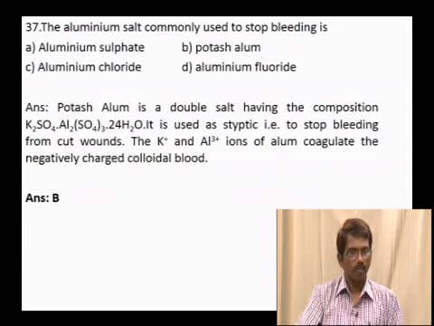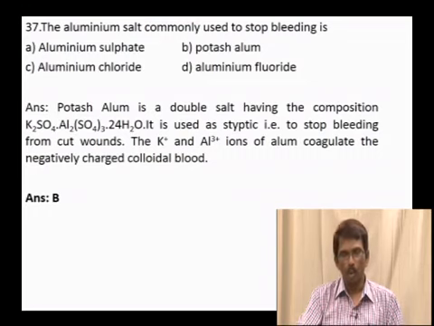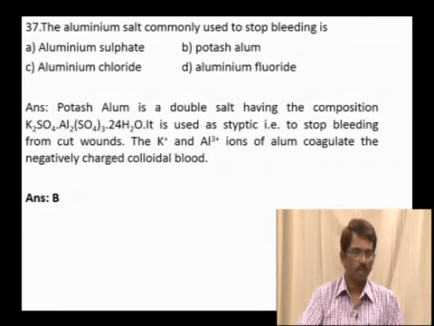So the potassium and aluminum ions present in the potash alum coagulate the negatively charged blood particles and stop further bleeding of the blood, and that kind of action is called styptic action, and the potash alum is normally employed for that purpose, and hence the correct option is option B.